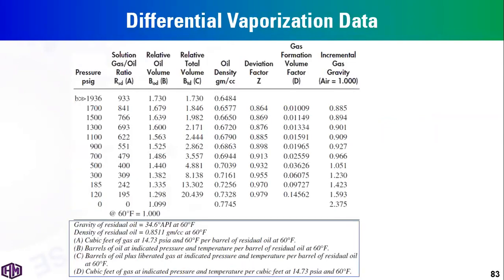This is another example of actual PVT data. In this sample, we have all parameters: solution gas oil ratio, relative volume, relative total volume, oil density, Z factor, and incremental gas recovery, and so on.